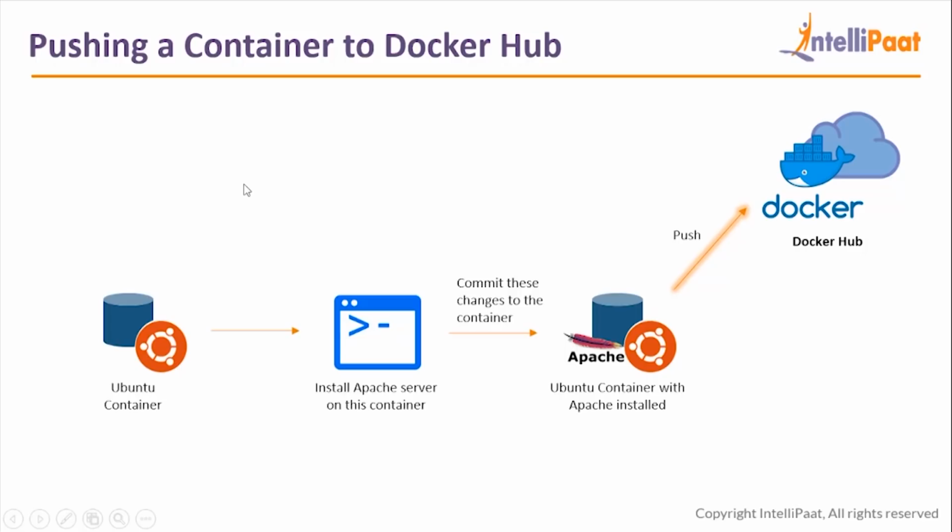We saw we can push or pull from the Docker Hub. So this is the pushing stage. We had an Ubuntu container, we installed Apache on it, and then we committed the changes, and now we have an image on our local system. The next step is to push it to Docker Hub, right? Let me show you exactly how to do that.